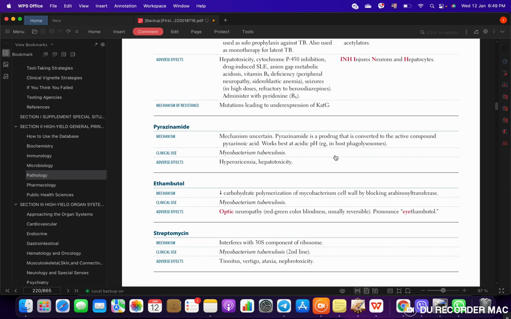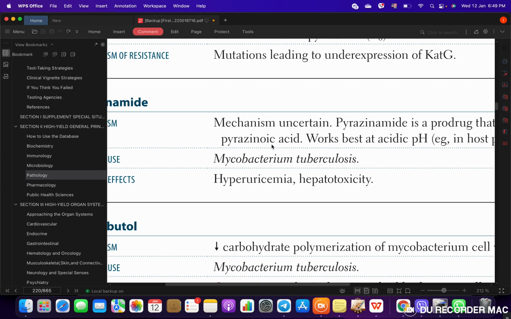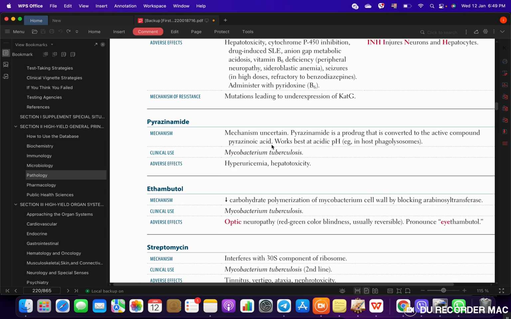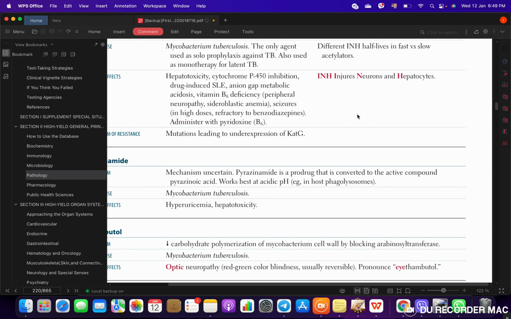So, speaking about pyrazinamide, we don't know how it works, thus it's amazing. Why is it nice that we don't know how it works? Because that means you don't have to memorize it. So pyrazinamide is a prodrug and it's converted to its active compound, pyrazinoic acid. Where will it be converted? In the acid environment, which is where? In the phagolysosome. Let me explain.